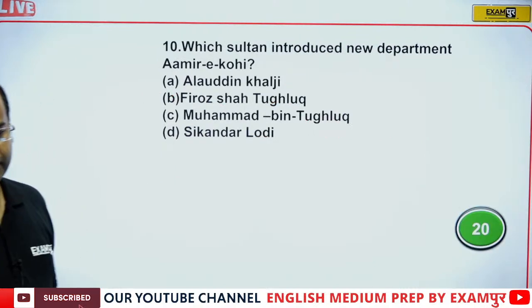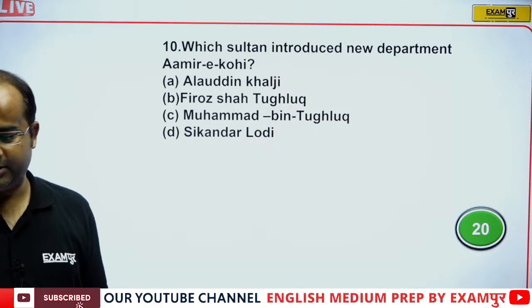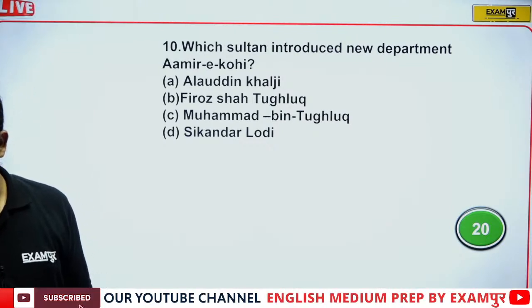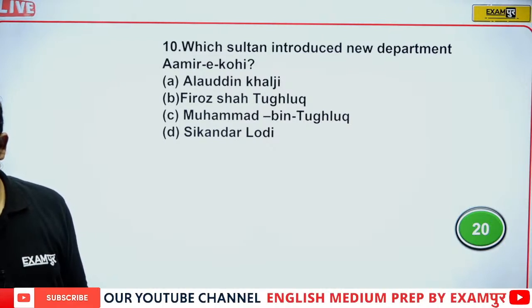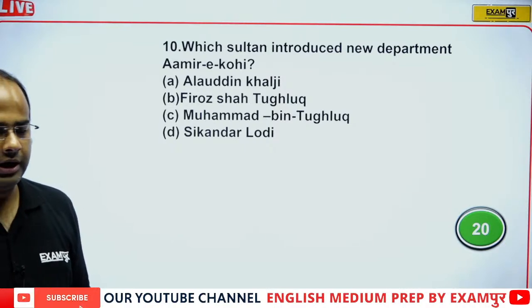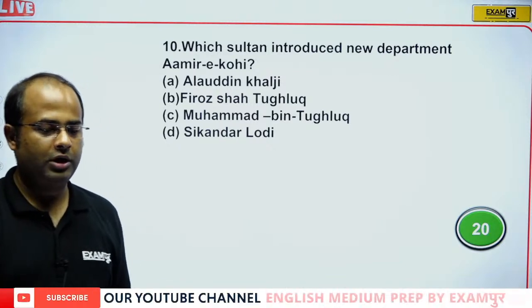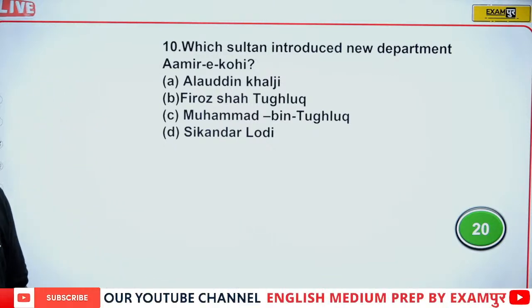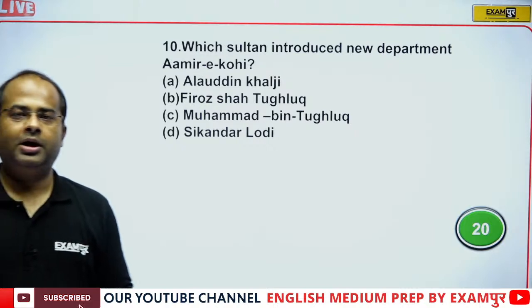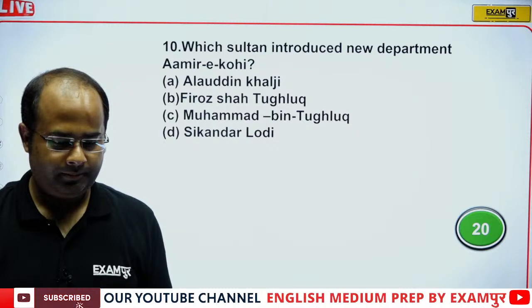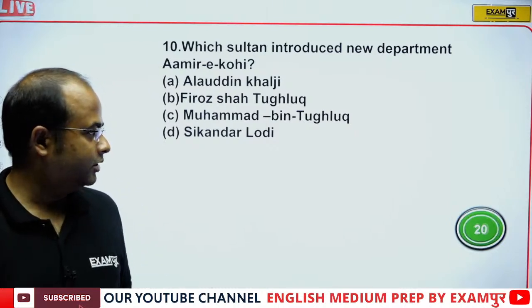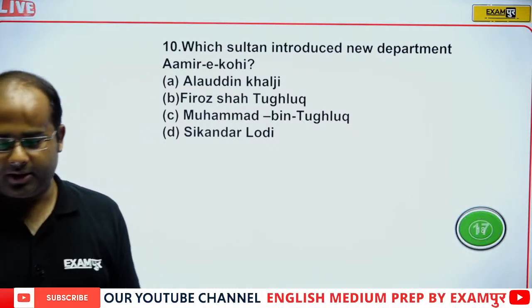Now, which Sultan introduced a new department that was called Diwan-e-Kohi? So the department Diwan-e-Kohi was started by which ruler? Alauddin Khilji, Firoz Shah Tughlaq, Muhammad bin Tughlaq, or Sikandar Lodi? Who started a new department in the Delhi Sultanate called Diwan-e-Kohi? Okay, I have not started the timer, in fact. Okay, the timer has now started.